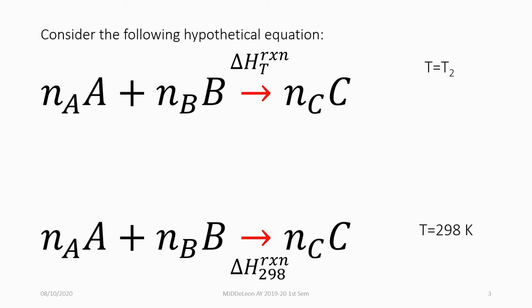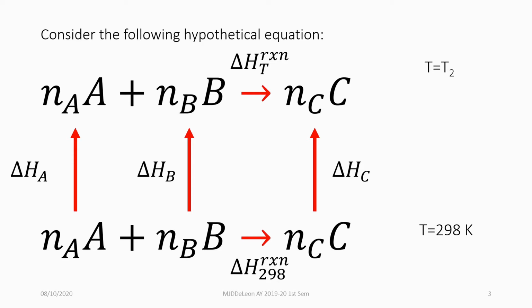So we know from going from temperature of 298 Kelvin to temperature of T2, we need to apply heat to each of these components to put them in a higher temperature T2. So in this case, we apply delta HA, amount of heat, to A, delta HB, amount of heat, to B, and delta HC, amount of heat, to C.